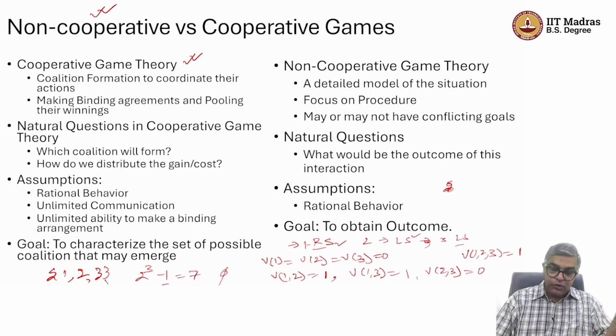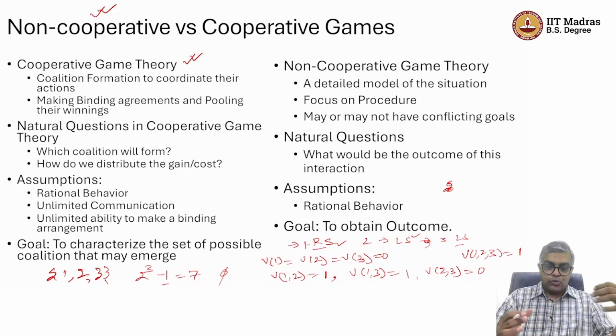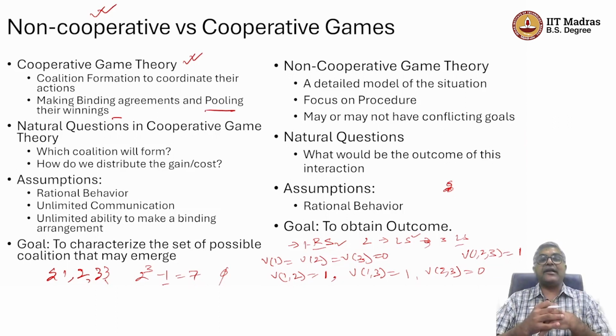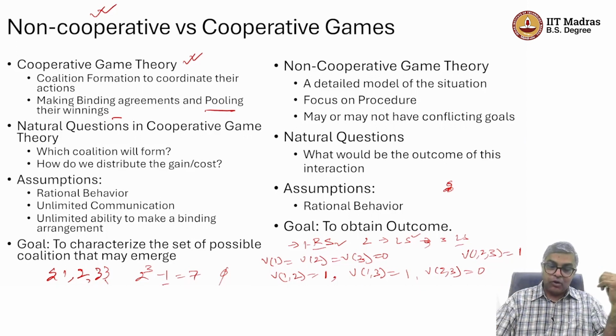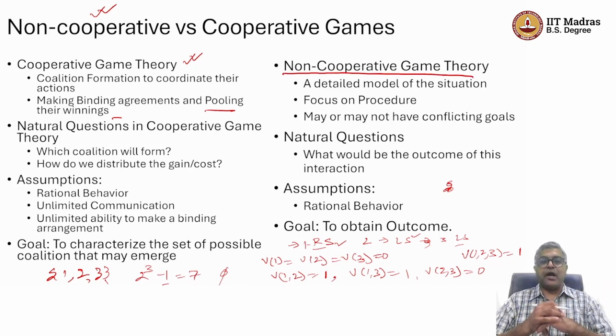So if we look at this, they can coordinate their action, they can talk to one another, and they are coming together to earn as much as possible. They are pooling their winnings together. Here it's about winning, but it can also be about cost: how to distribute cost among different people. Here we are talking about how groups can come together. That's very different from all the games that we had seen. Those are non-cooperative games. How is a non-cooperative game different from a cooperative game?